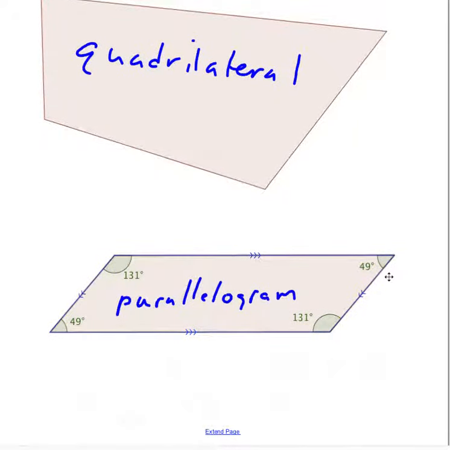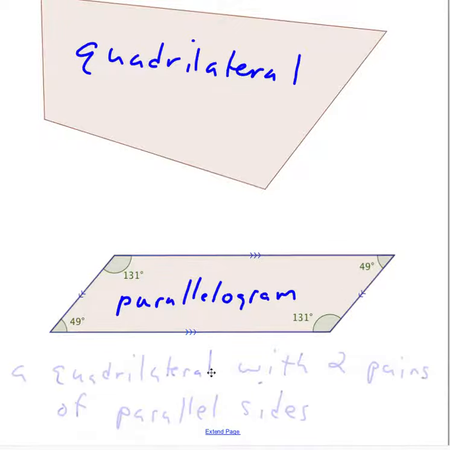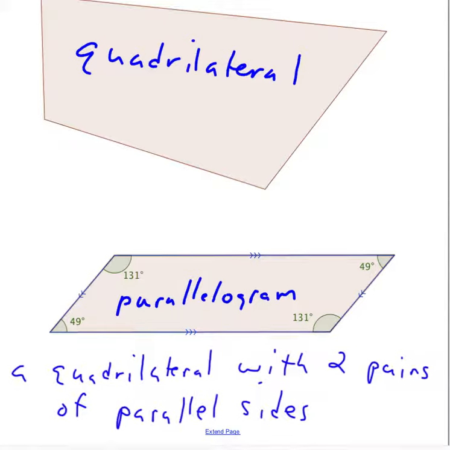But now getting more specific, a parallelogram, you'll notice, has two pairs of parallel sides. There's this side and this side, and this side and this side, and these opposite sides are also congruent. They're parallel and they're congruent, and notice they have two sets of congruent angles. So a definition of a parallelogram is a quadrilateral with two pairs of parallel sides.